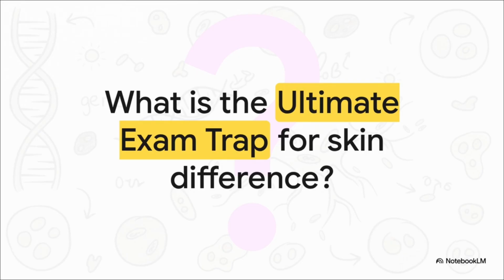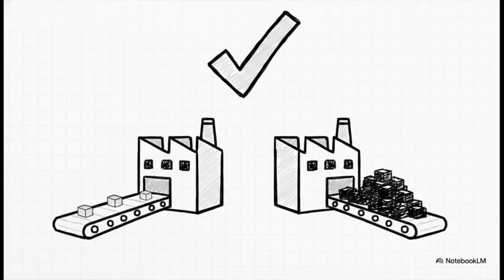Is it A, dark skin has more melanocytes? B, light skin has no melanin? C, both have equal melanocytes but unequal melanin cargo? Or D, dark skin has more keratinocyte workers? Take a second, read through those options, think back to that balancing scale we looked at earlier, and lock in your answer. All right, how did you do?